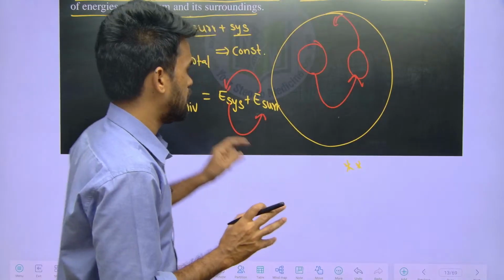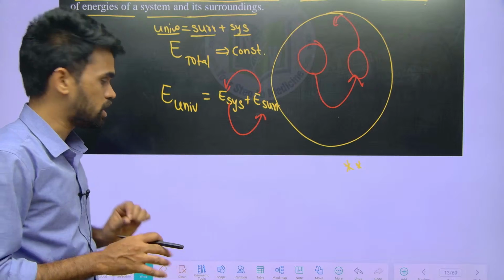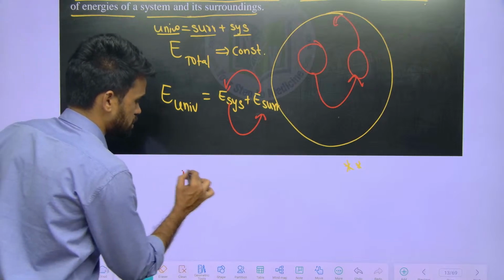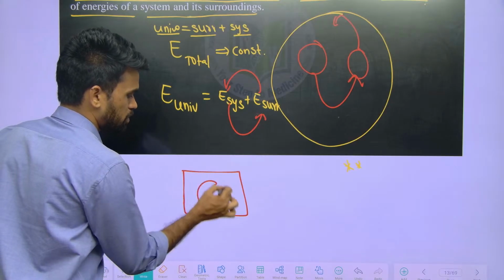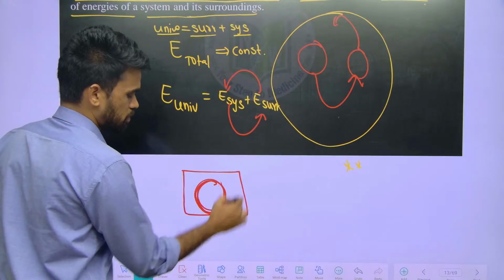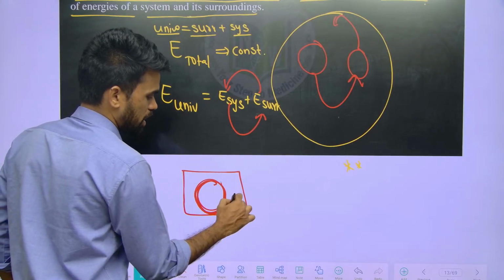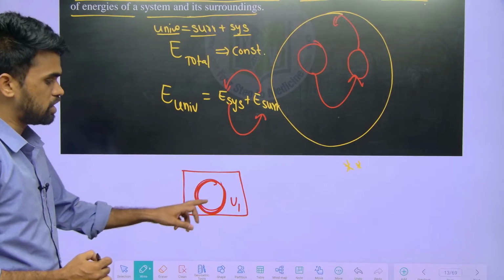Let us start how we can expect questions on the first law of thermodynamics. See, let us say this is a system. Every system means there is some chemical substance inside it. Let us say this is called system. So this chemical substance might be having energy. That energy is called U1 energy. So U1 means energy of that system.